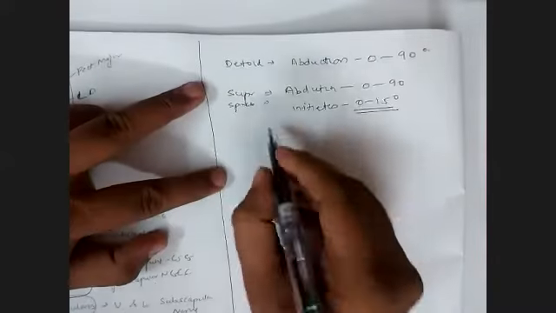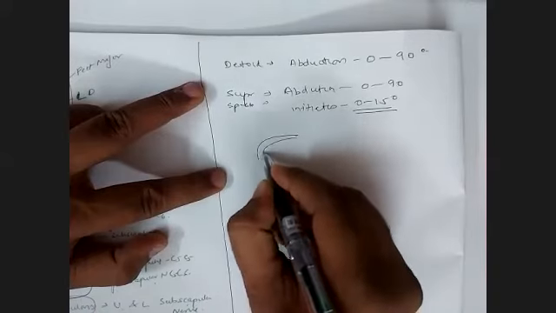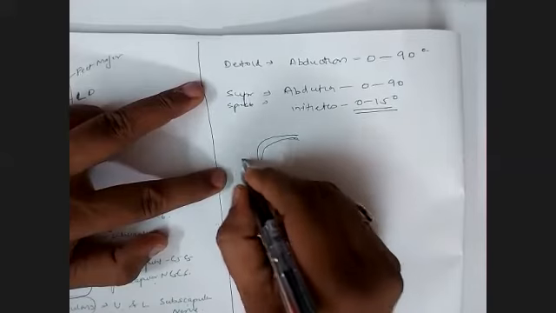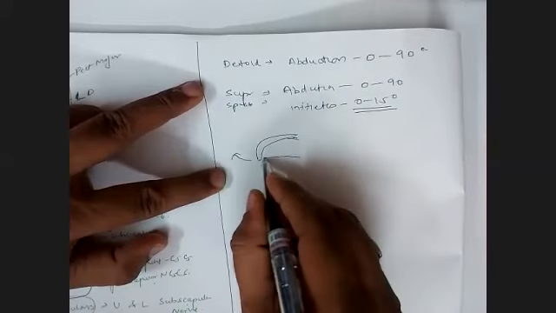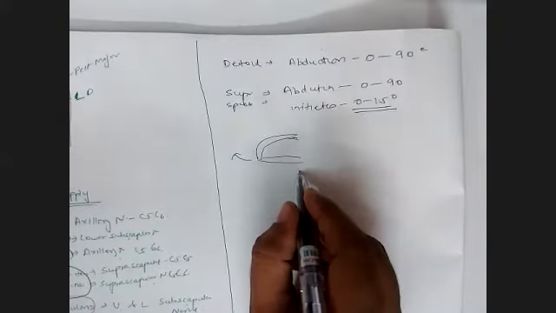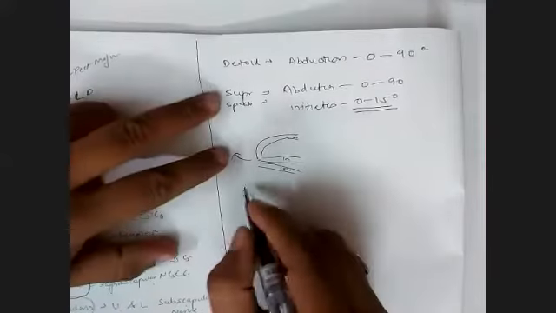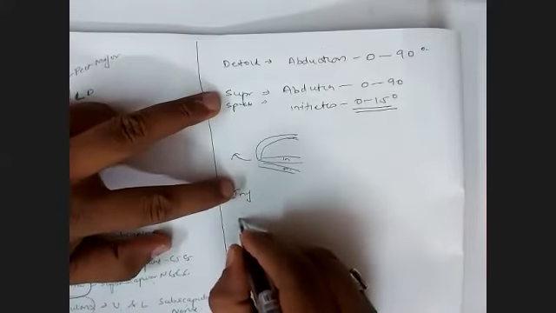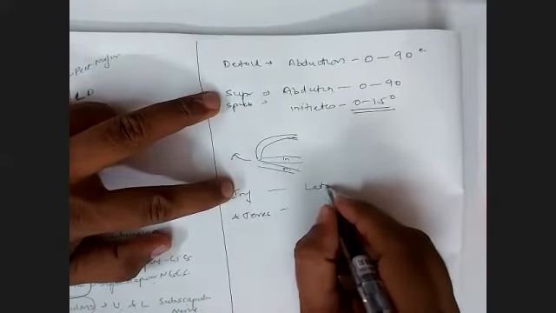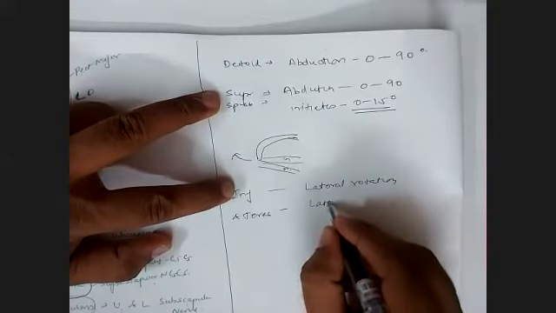Now supraspinatus is on the top, right? If we look from the side, supraspinatus is going like this, coming from the scapula and getting inserted. So it will cause abduction. While infraspinatus and teres minor are behind, so they will cause lateral rotation of the shoulder joint.